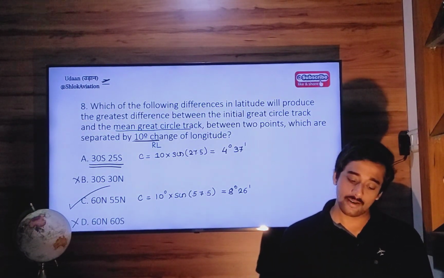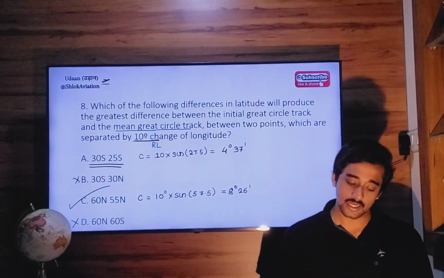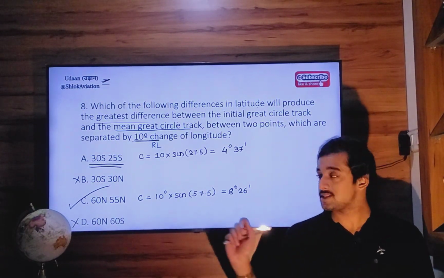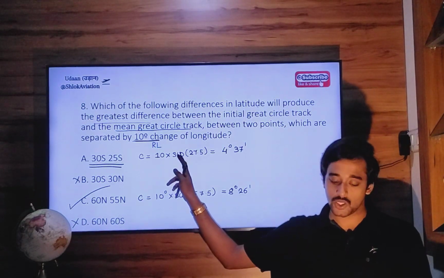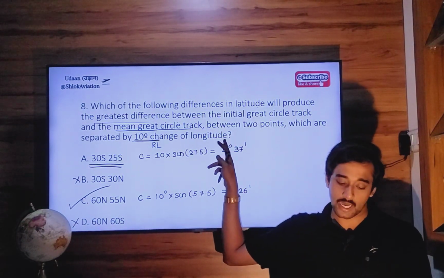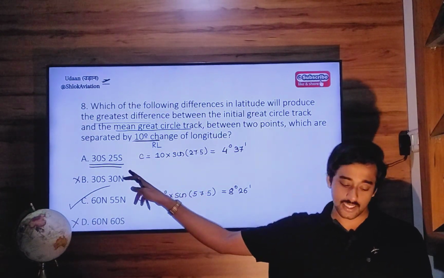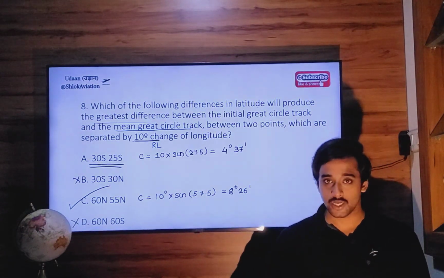So which of the following differences in latitude will produce the greatest difference? So the difference between 60 north and 55 north will produce the greatest difference between the initial great circle track and mean great circle track separated by 10-degree longitude.